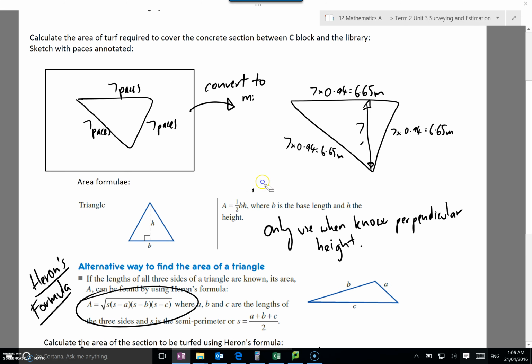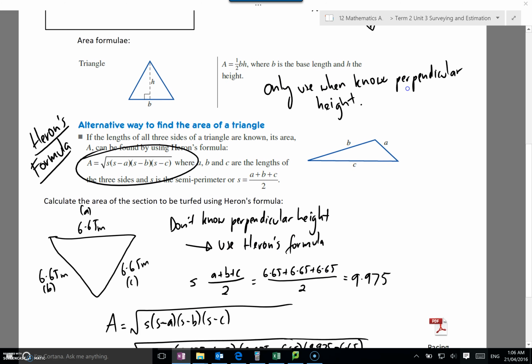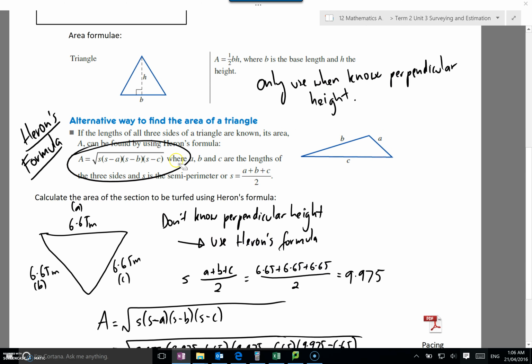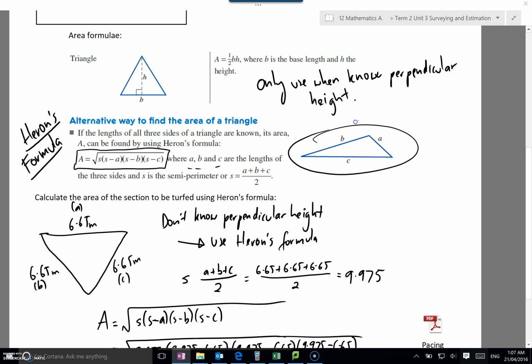So I'll rub out all this mess. We can only use this formula when we know the perpendicular height. So since we don't know it, we'll need to use this Heron's formula. So this is the formula for the area, where a, b, and c are the 3 sides of this triangle. You might think, what's this s doing all over here then? s is the semi-perimeter, which we'll need to calculate first, which is adding all the sides together and dividing by 2. So we'll have a go at that.